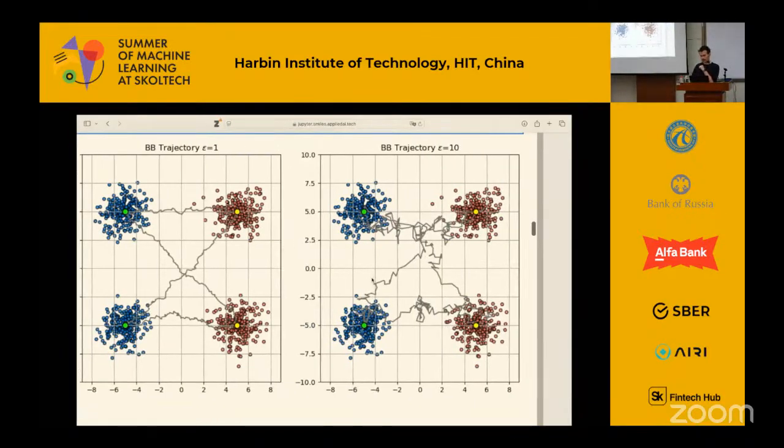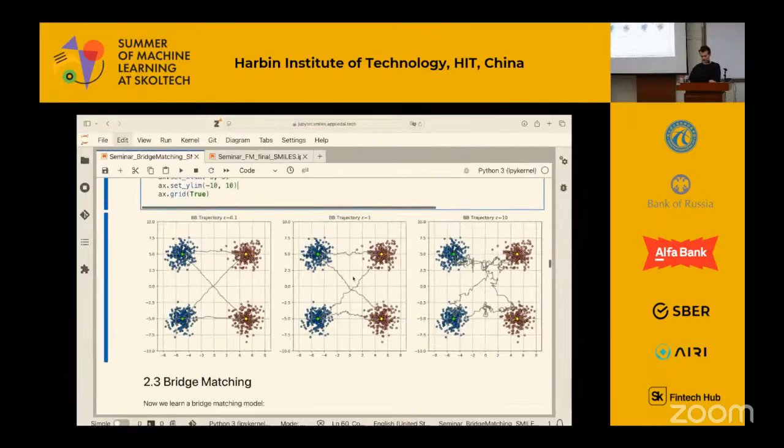And for the volatility coefficient epsilon of 10, which is a lot, you can see that the trajectories are very, very stochastic. It is almost impossible to understand which trajectory is which, because they intersect very heavily. Very, very noisy trajectories. I recap that we can actually learn flow matching with bridge matching with different volatility coefficients. Basically, we can learn a flow matching with each of these volatility coefficients, and it would be different bridge matchings with different properties.